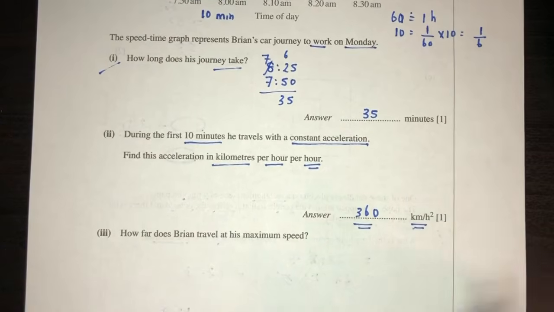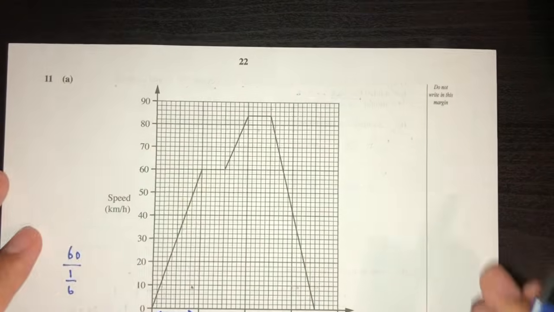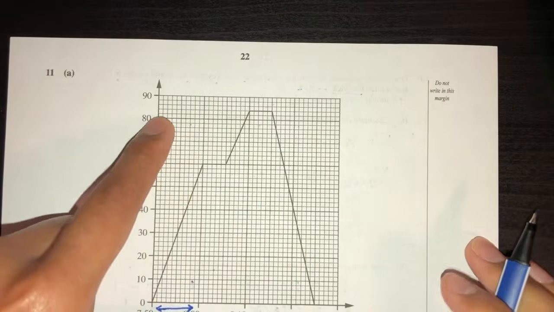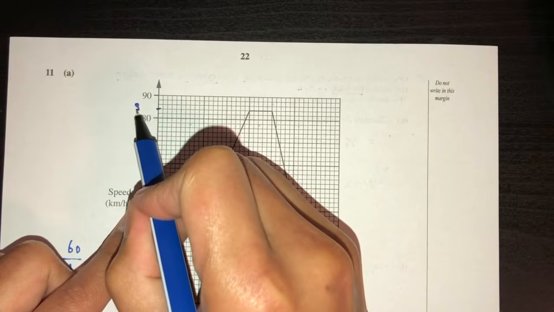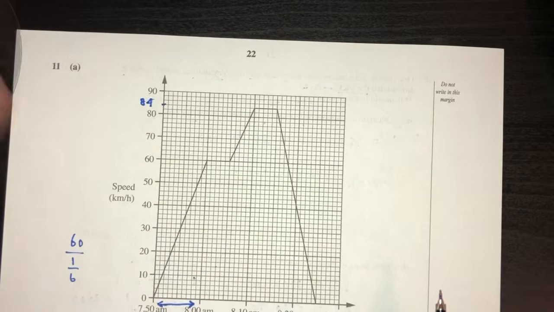Okay, so let's find part 3 actually. How far does Brian travel at his maximum speed? So let's see. Maximum speed was this point. This value is 84. So how far does he travel? Let's find the distance traveled. As you know, it will be area under graph.